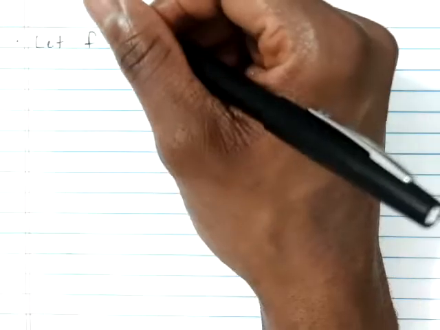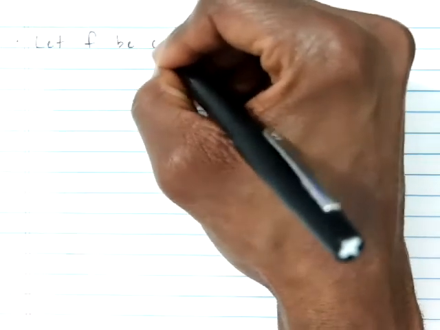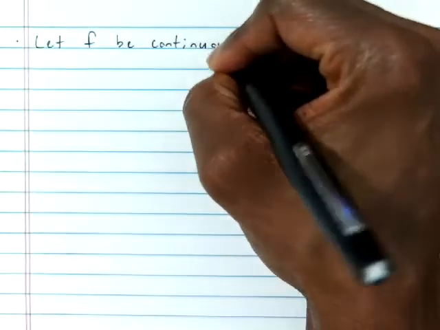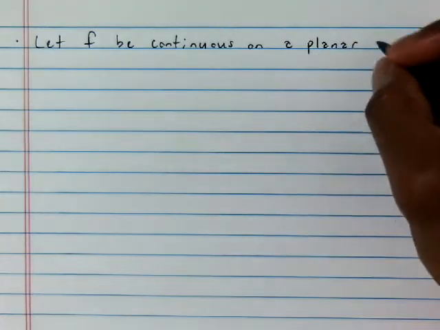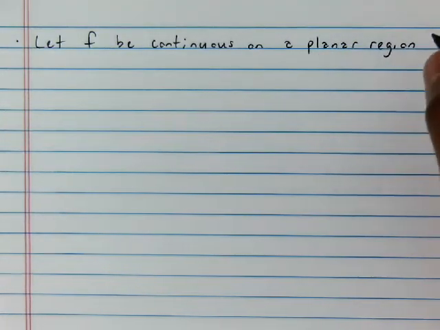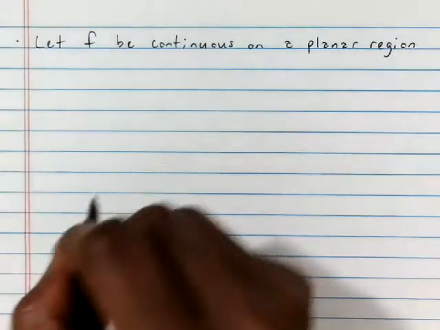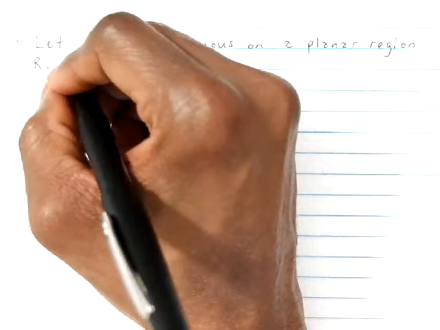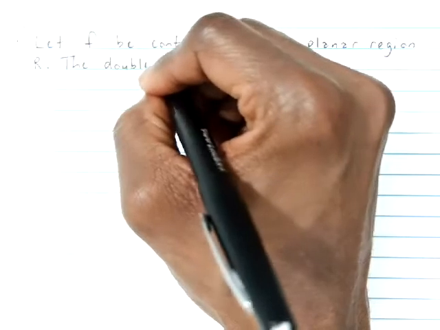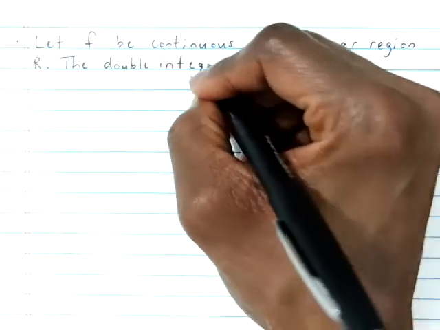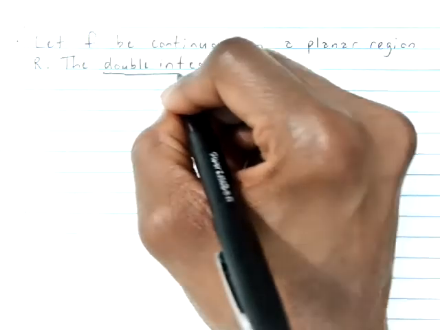All right, we're going to continue with section 14.1, I'm sorry, not 14.2. Let f be continuous on a planar region capital R. The double integral. So now we're actually going to see how we set up these integrals over those type 1 or type 2 regions.